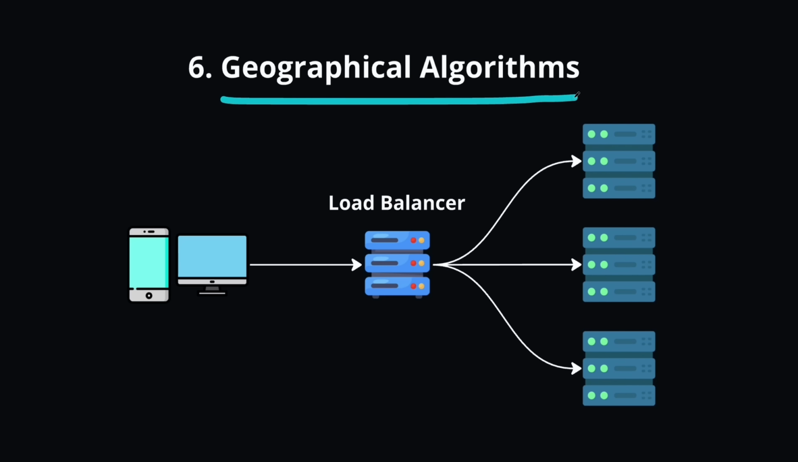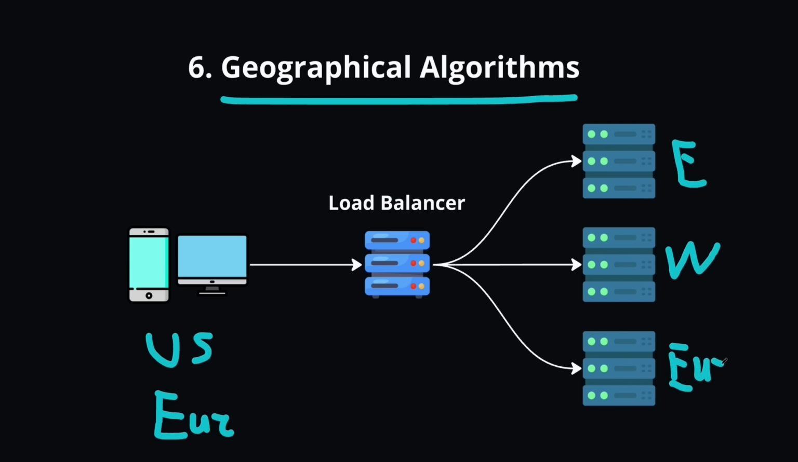There are also geographical algorithms, which are location-based algorithms that direct requests to the server geographically closest to the user. Let's say this application is for US users, so mostly users are connecting to this application from the US. But we also have some part of the users who are connecting from Europe. And in our pool of servers, we can have one server that is located in US East, another server that is located in US West, and the last server can be located somewhere in Europe for the small base of users who are located in Europe.